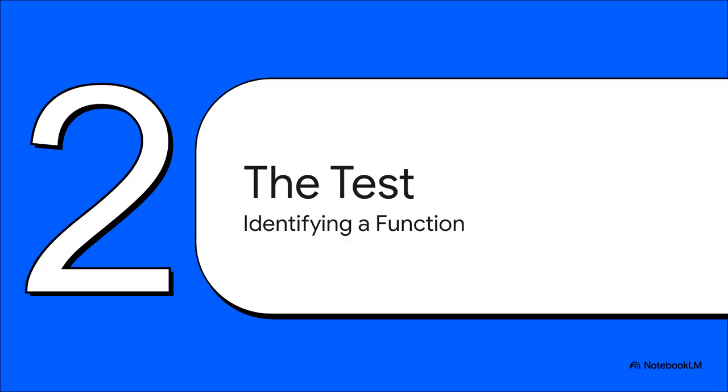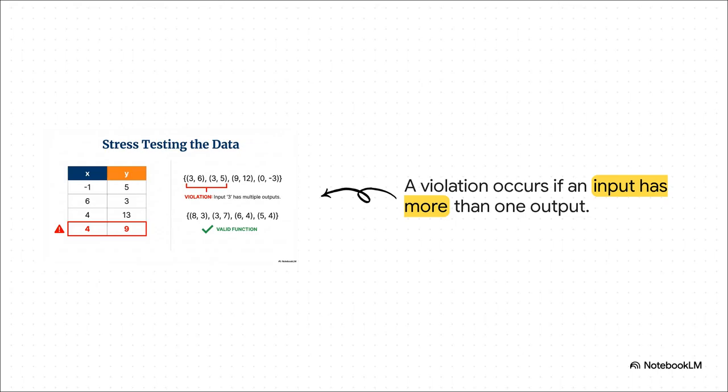Okay, so that brings us to section 2, the test. Now that we know the big rule, how do we actually check if a relation is playing by it? How do we spot a real function out there in the math world? Well, one way is to just look at the raw data. In this first example, see that input 3? It's paired with 6. But wait, it's also paired with 5.